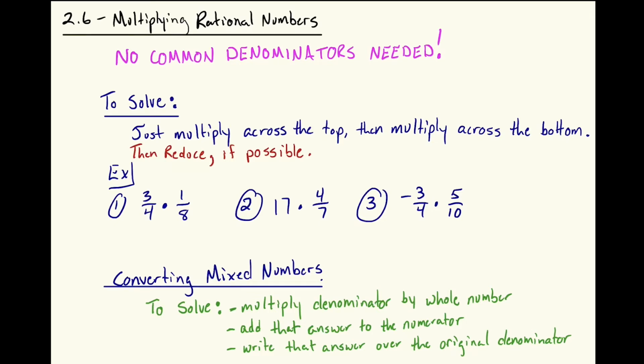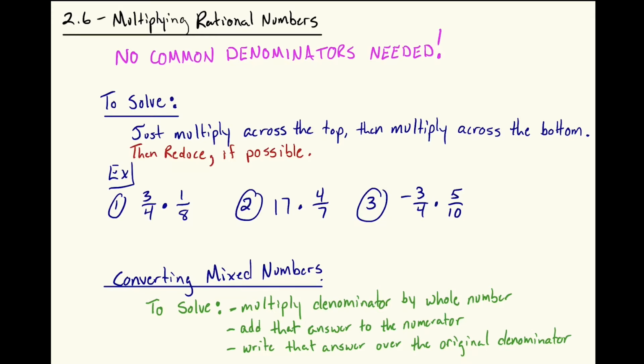So now, how do we multiply fractions? All we have to do is multiply the numbers straight across the top and then multiply the numbers straight across the bottom. Once we get that answer, we need to check to see if we can reduce it. If we can't, then we are done. If we can, then we reduce it, and then we're done. So it is a very straightforward process. Let's go ahead and get into our examples here.